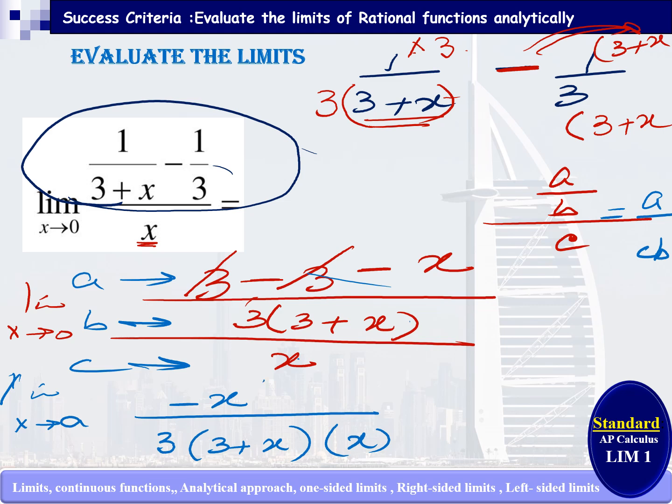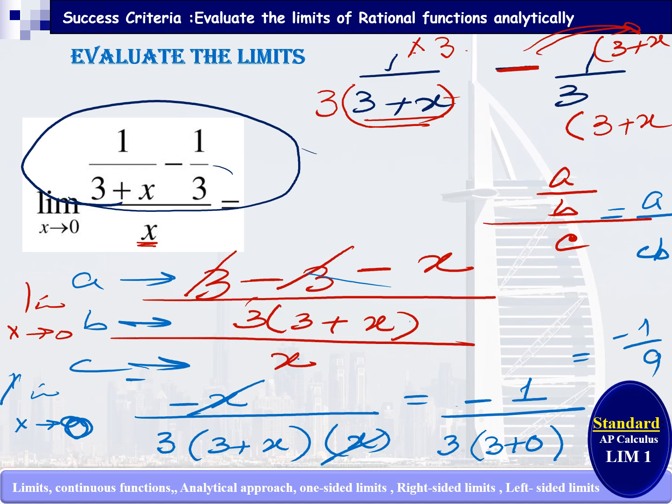Now why did I do this? Because this x and this x cancel. So what is left on the top? Nothing. It means this negative, and nothing means 1, divided by. So wherever I have the x, I replace it by 0. So I write here 3 bracket 3 plus 0. If I write it in the calculator, I will get negative 1 over 9.